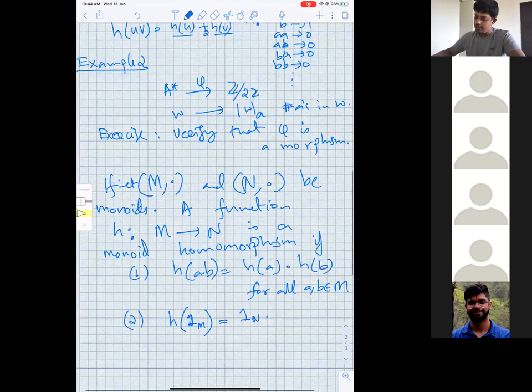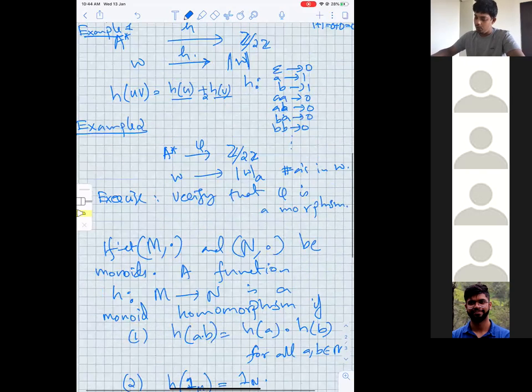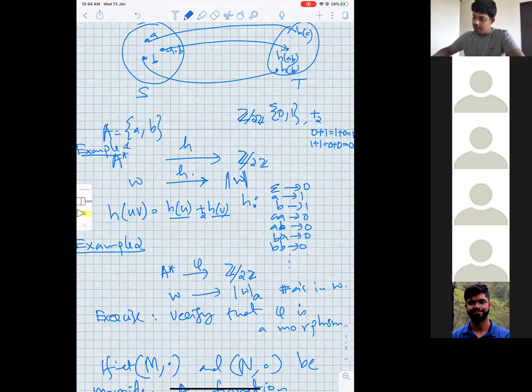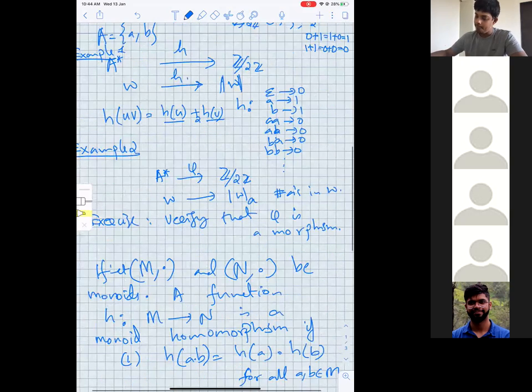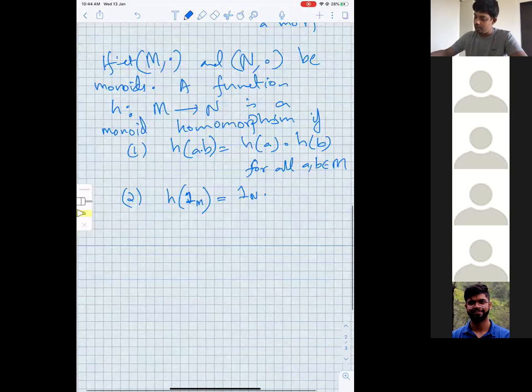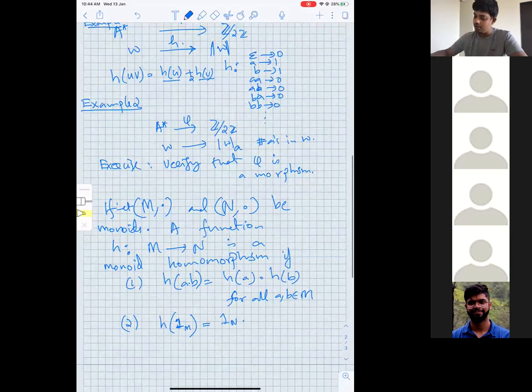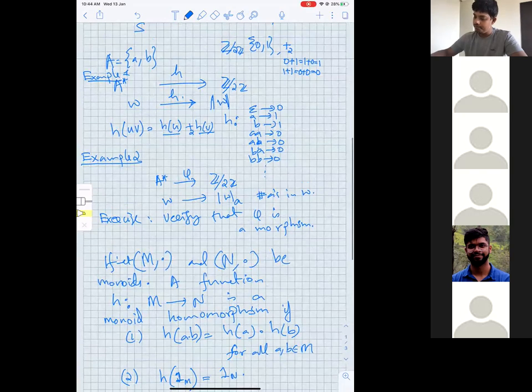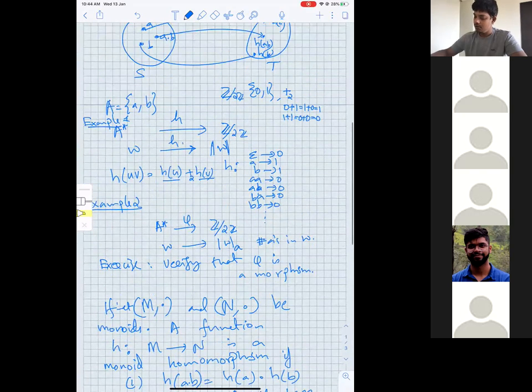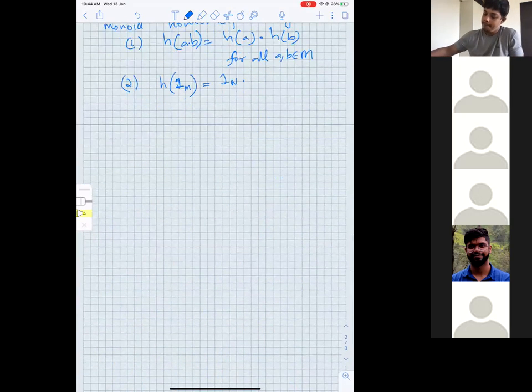So you can see that these two are actually monoid homomorphisms between these two monoids, because here the identity is the empty word, here the identity is 0. So this one maps the identity in A star to the identity in Z/2Z. So these are monoid homomorphisms. Any doubts?